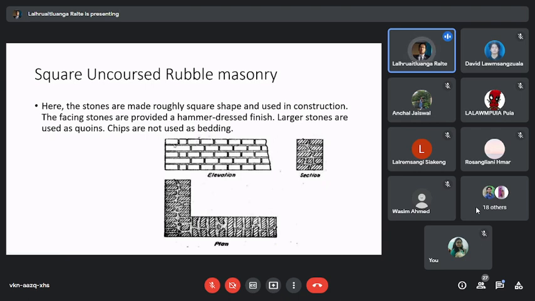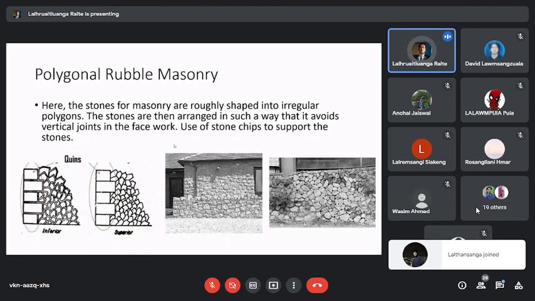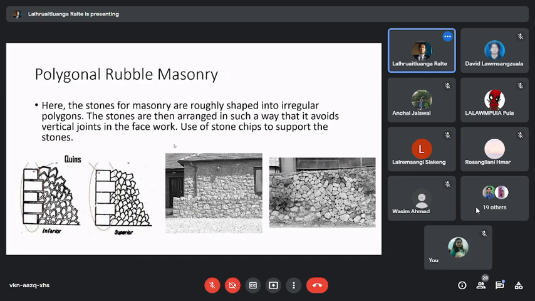So you would often find this kind of square uncoursed rubble masonry in retaining walls here in Mizoram, you would often find this the most. And we have polygonal rubble masonry. Polygonal in the sense that the shapes are no longer squarish, and the stones for masonry are roughly shaped into irregular polygons. The stones are then arranged in such a way that it avoids vertical joints in the face work.